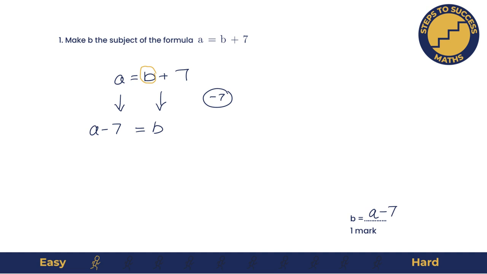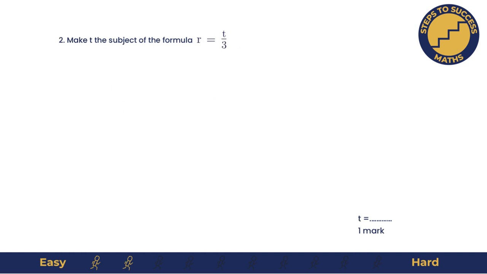Let's try another one. Question 2. Make T the subject of the formula R equals T divided by 3. So circle the T because that's what we're going to get left with. So we don't want this divide by 3. The opposite of divide by 3 is times by 3. So arrows down, times by 3. R times 3 is 3R. And we're left with just T. So T equals 3R.